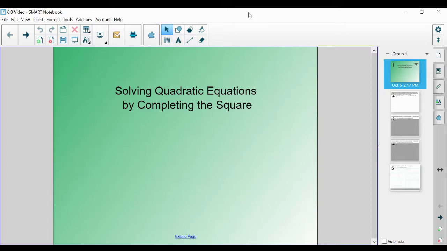So today we are going to be talking about another way to solve quadratic equations. This time we're going to go through a process called completing the square. This is going to correspond with section 8.8 in your guided notes. Please have them out and let's begin.